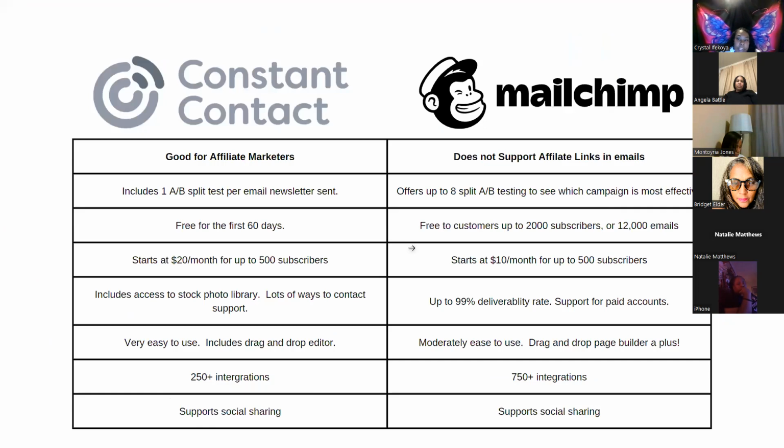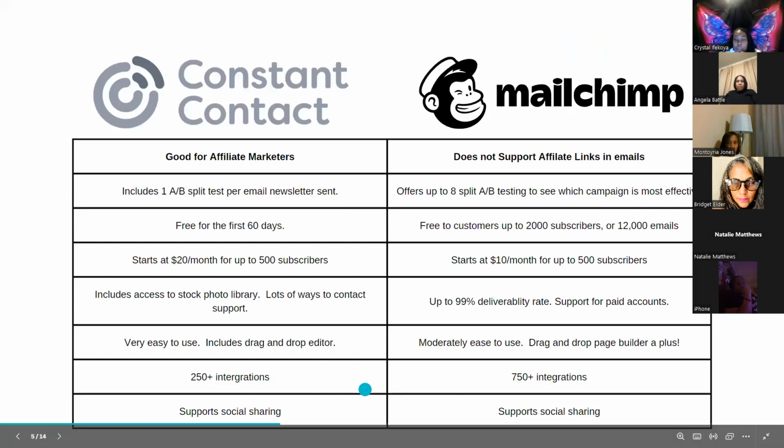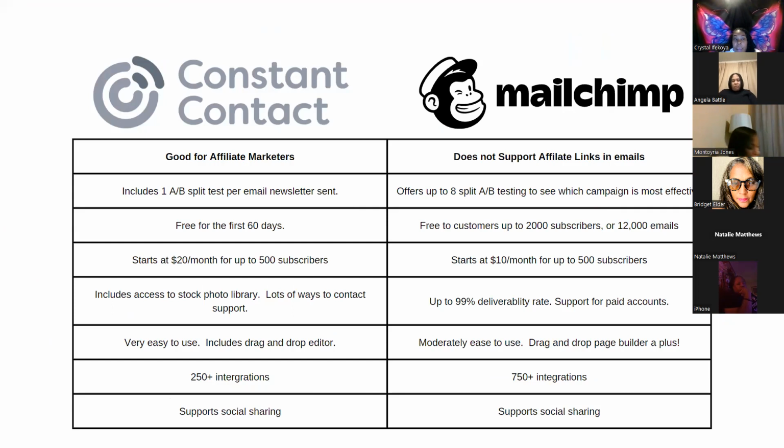So before we go to the next tool, here's a breakdown of Constant Contact versus MailChimp. The reason I wanted to show you this is because I like Constant Contact, but you only get the first 60 days for free. After that, it's $20 a month, and you can only have up to 500 subscribers. For MailChimp, you can have up to 2,000 subscribers or 12,000 emails per month.